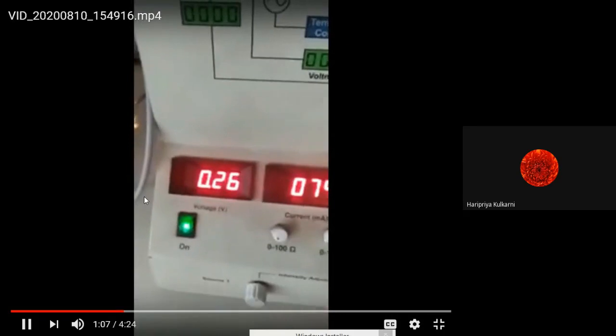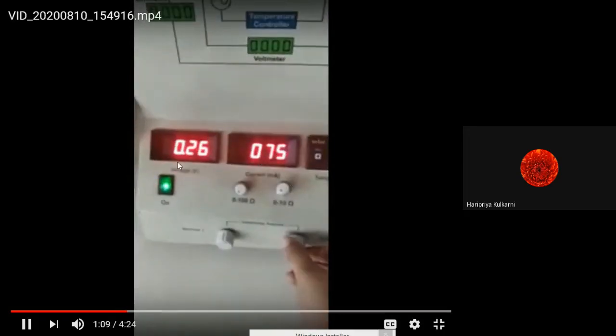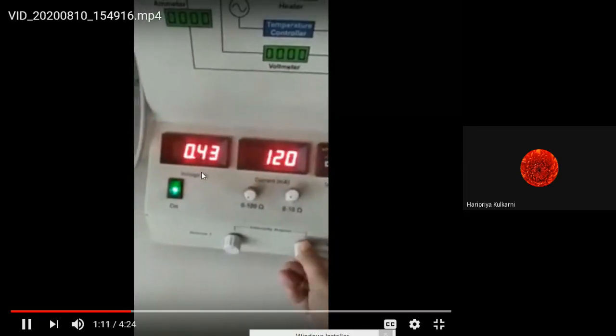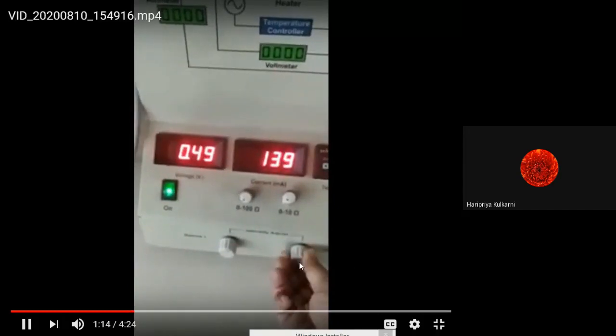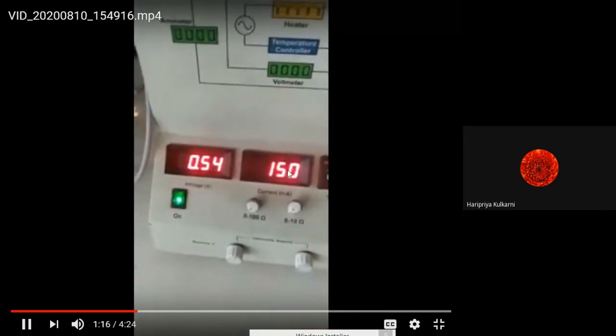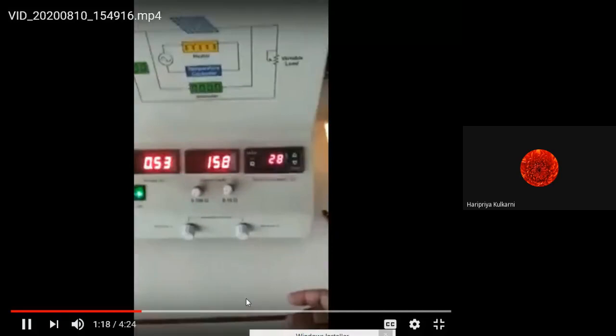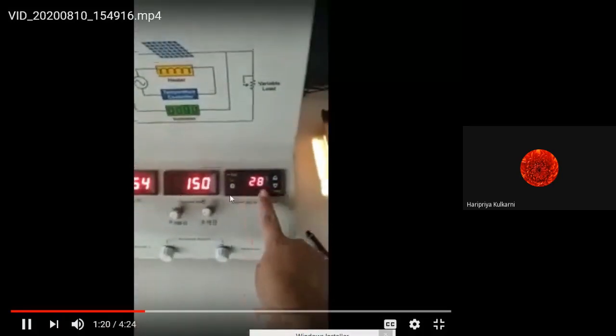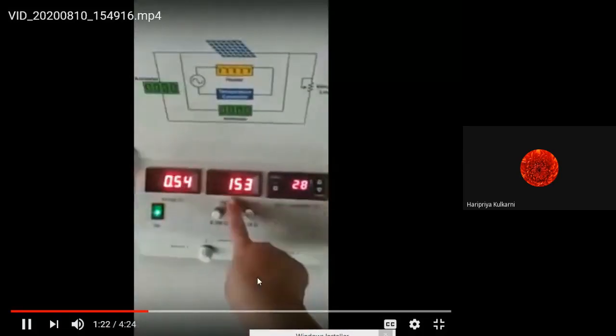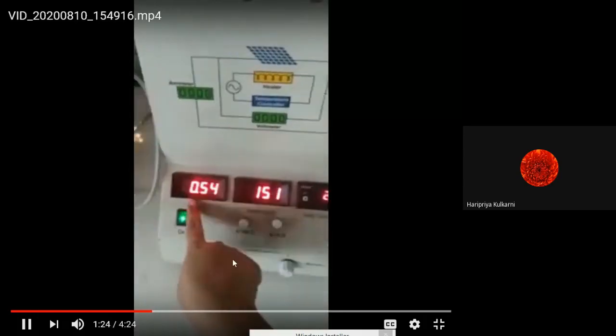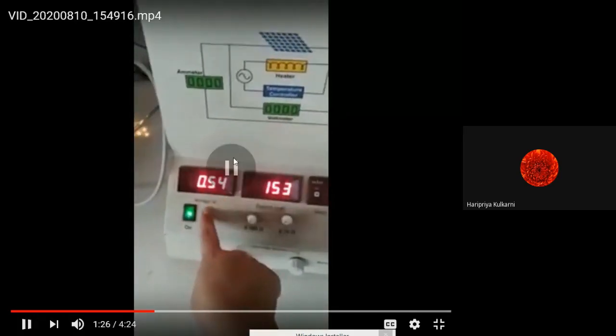So current is changing. You can see even the voltage developed is increasing as I am increasing the intensity. Even the current delivered is also increasing because we are extracting more power. This is the temperature, 28 degrees centigrade, at which I am taking the readings. So this way you have to take the readings. Here, at a particular loading condition, these readings are coming.